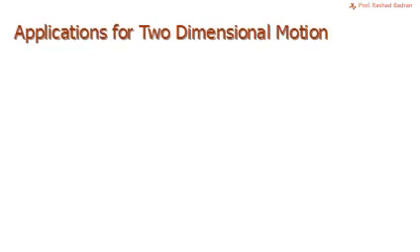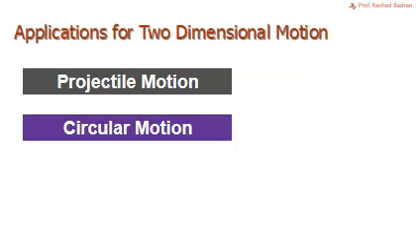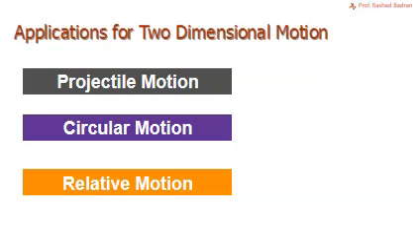The well-known applications for two-dimensional motions can be mentioned here. One of them is projectile motion, then circular motion, and relative motion. In this chapter, we're going to handle projectile motion together with circular motion, and the relative motion will probably be left to another course.